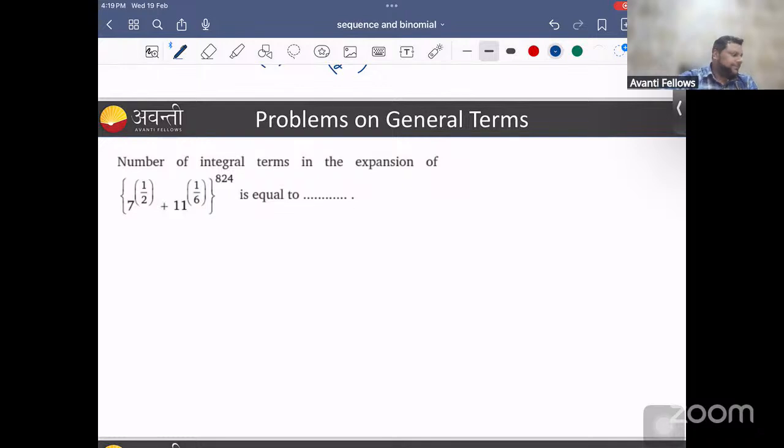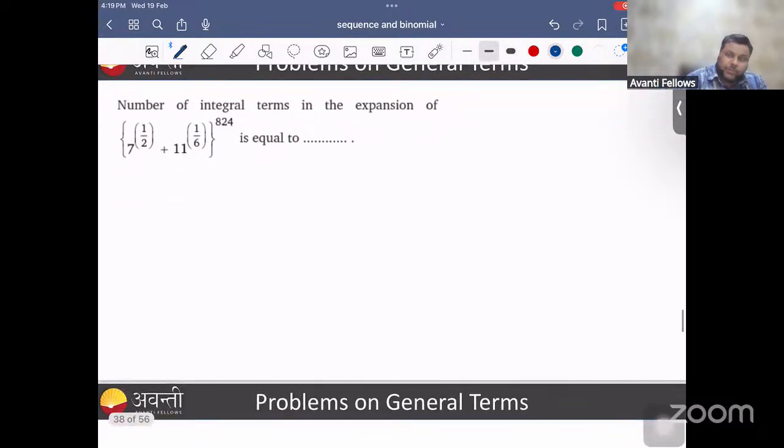Now see, let me do this one for you. First of all, what is the general term? General term is T_{r+1}, that is 824Cr 7^(1/2) raised to the power 824 minus r, 11^(1/6) whole to the power r. Yes or no?